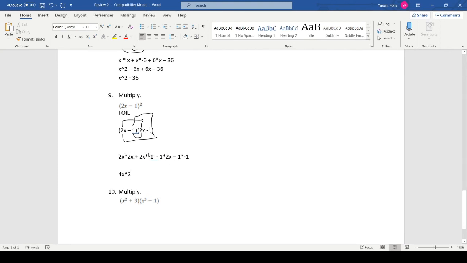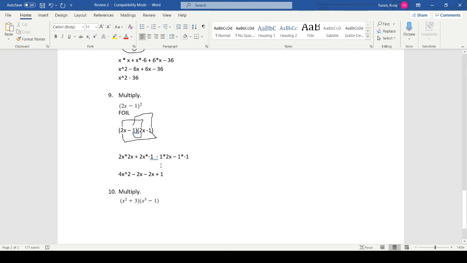Now we have 2x times minus 1. That's just minus 2x. Next term says minus 1 times 2x. That's just minus 2x again. And then the last one says minus 1 times minus 1. So minus times a minus is a plus, so it's just going to be plus 1 at the very end.